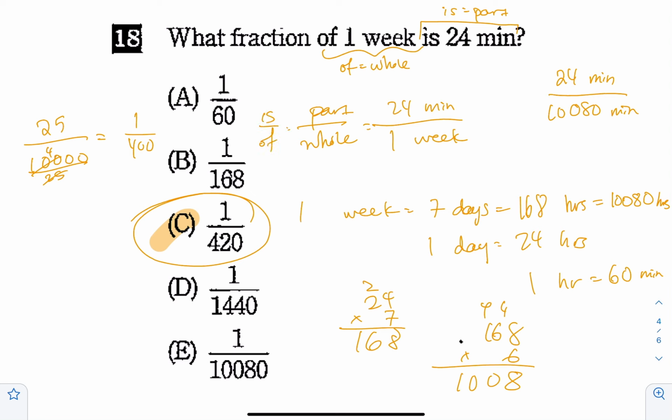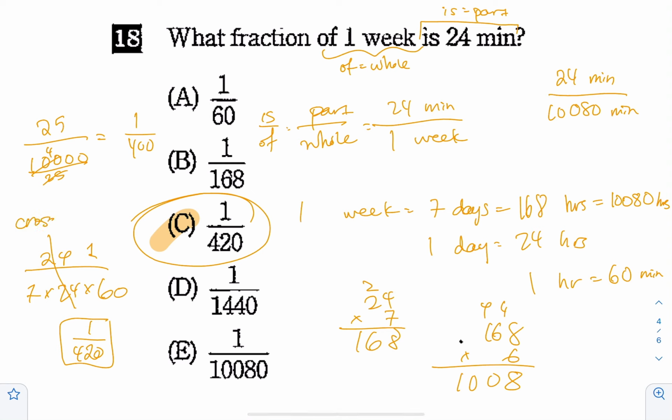You can also leave it unsimplified and then cross simplify at the end, because the numerator will just be 24. The denominator is really 7 days times 24 hours times 60 minutes. So the 24 actually cancels out, and this gives you 1 over 420, because 7 times 60 is 420. So that's definitely a lot easier. You can cross simplify.